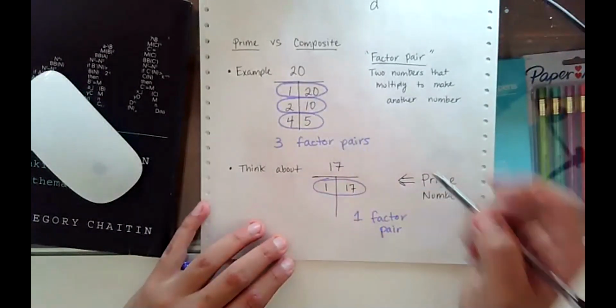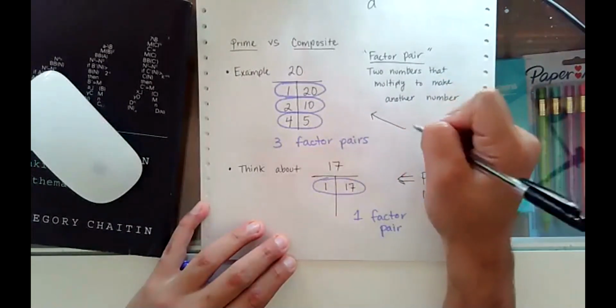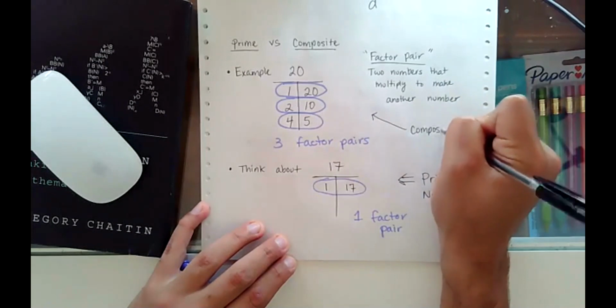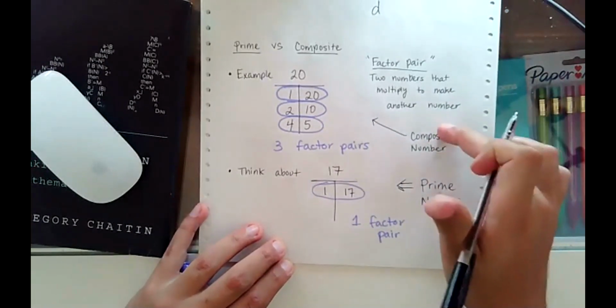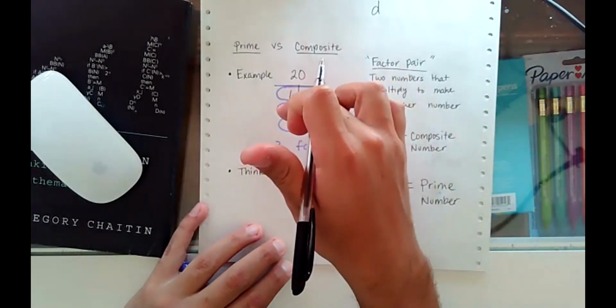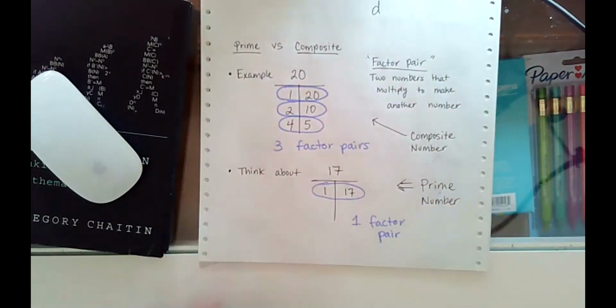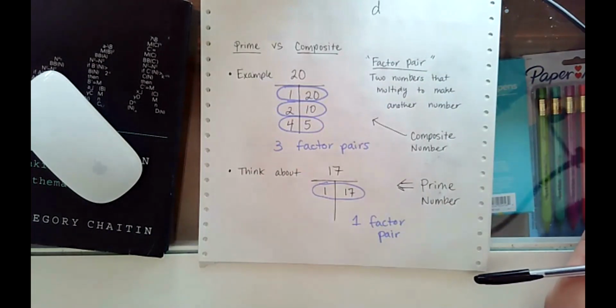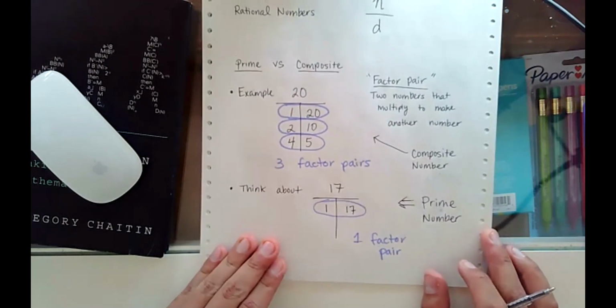Whereas 20, because it has 3 factor pairs, is a composite number. So in some sense, a composite number is a number that can be made up of multiple numbers other than 1 and itself. And when we say making them up, we mean building them up through multiplication. Okay.